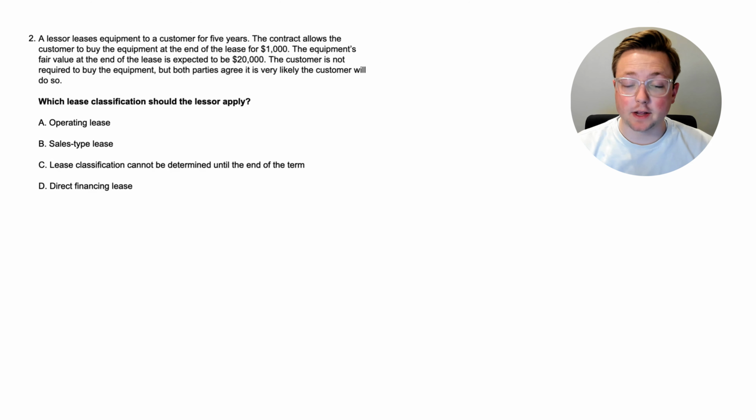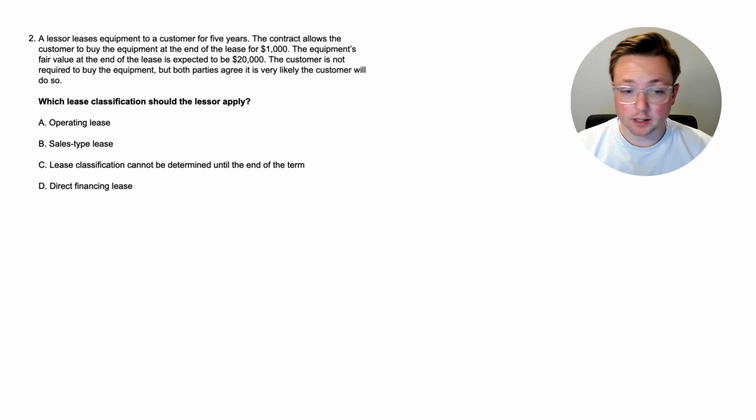So again, which lease classification should the lessor apply? A lessor leases equipment to a customer for 5 years. The contract allows the customer to buy the equipment at the end of the lease for $1,000. The equipment's fair value at the end of the lease is expected to be $20,000. The customer is not required to buy the equipment, but both parties agree it is very likely the customer will do so. So again, what is this going to be?